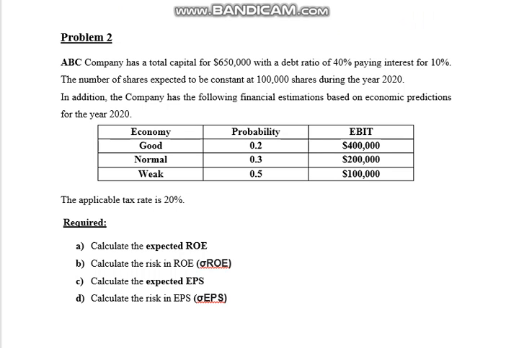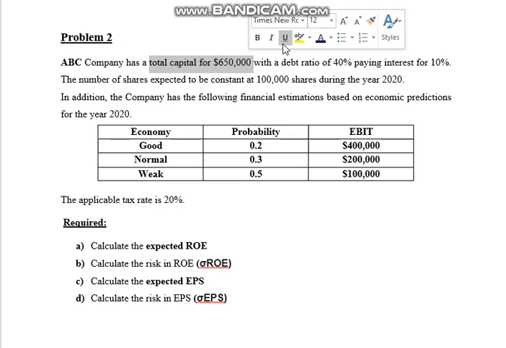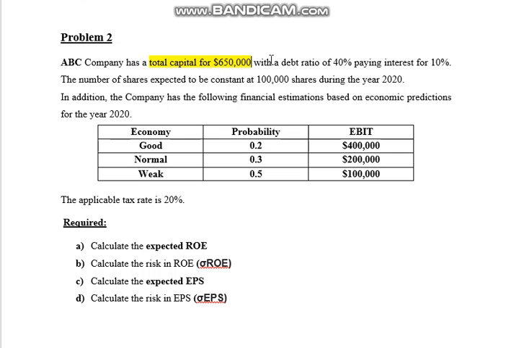To solve problem 2, it states that ABC company has a total capital of $650,000 with a debt ratio of 40% and an interest rate of 10%. The number of shares is expected to be constant at 100,000 shares during the year 2020.